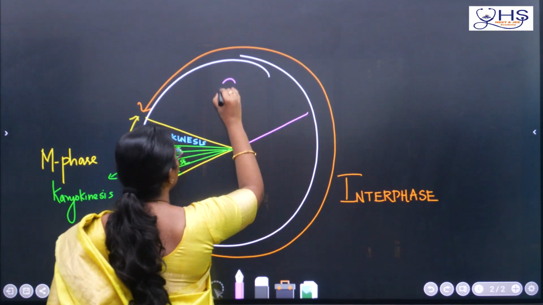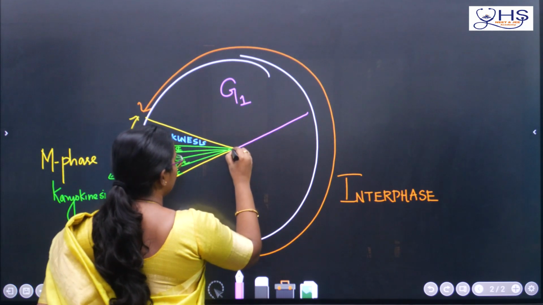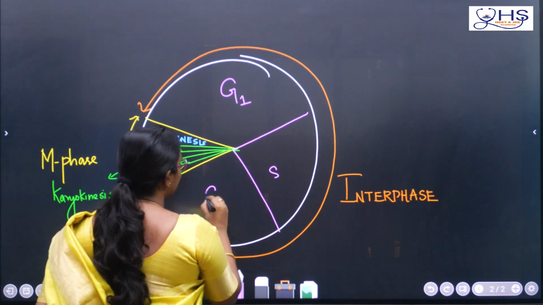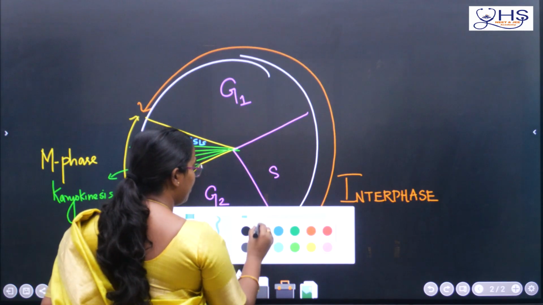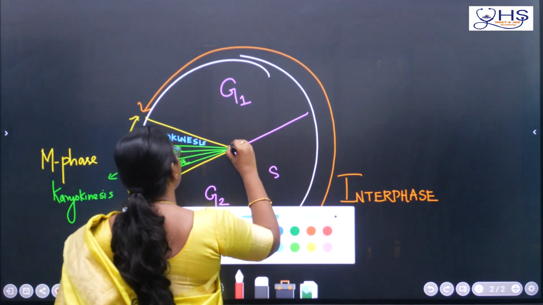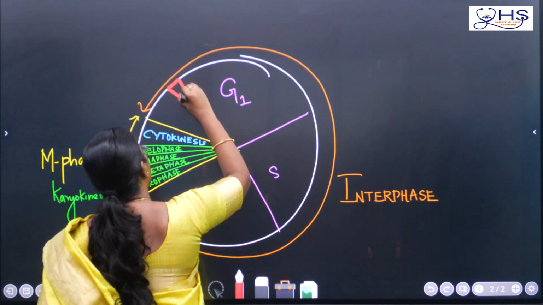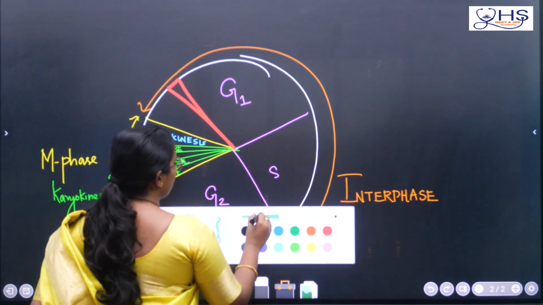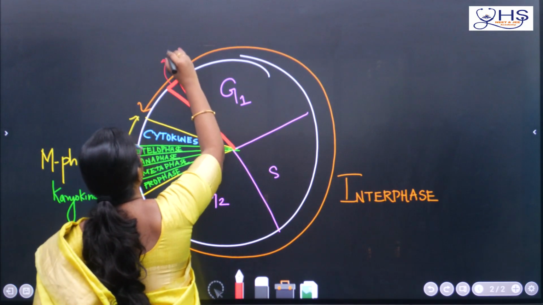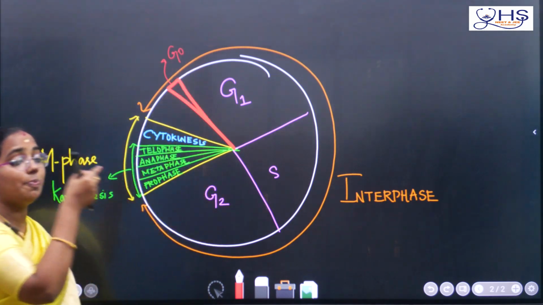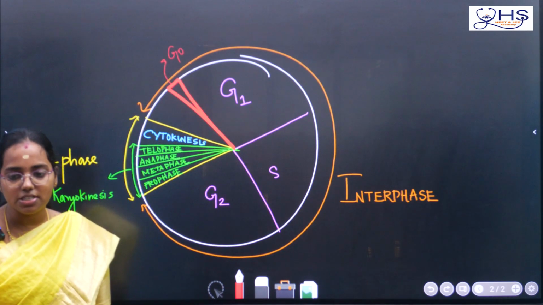Now this phase is called G1. This is called G2. So in between somewhere we can show that quiescent stage. What is that quiescent stage? Yes, G0. So this is called G0. G0 is present in G1.